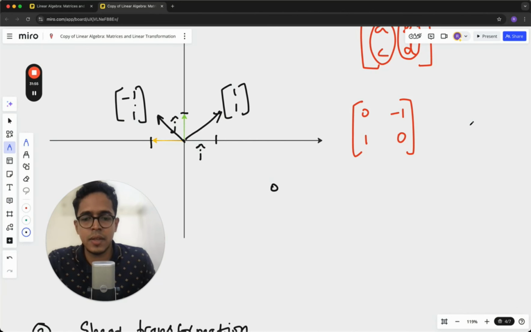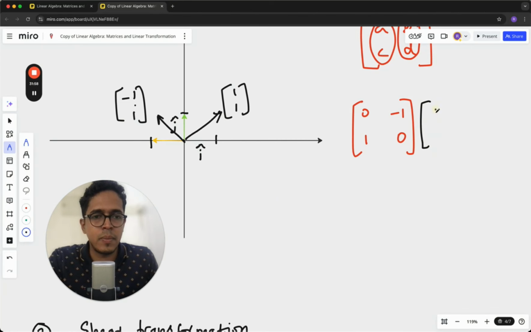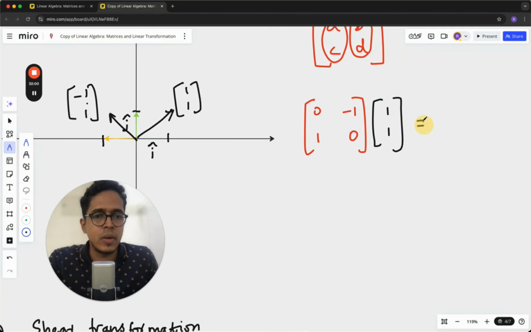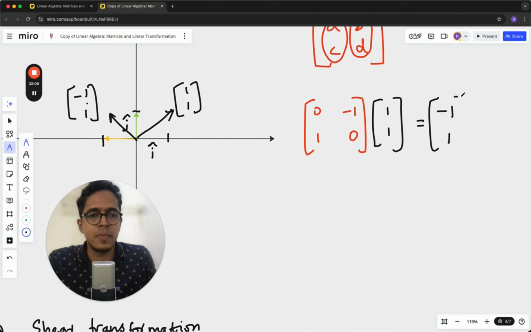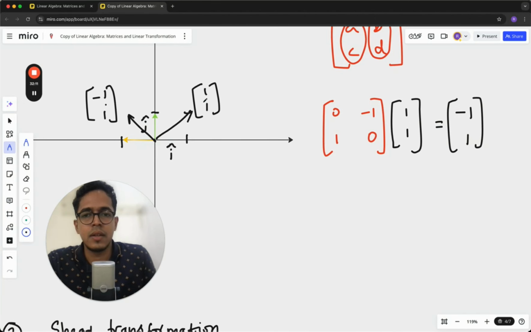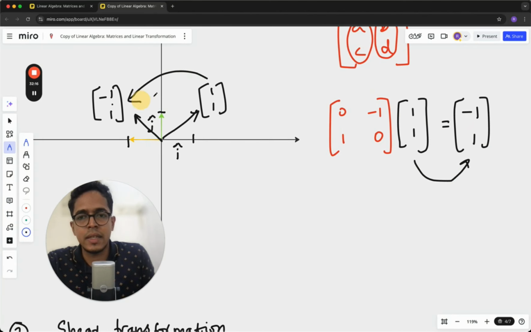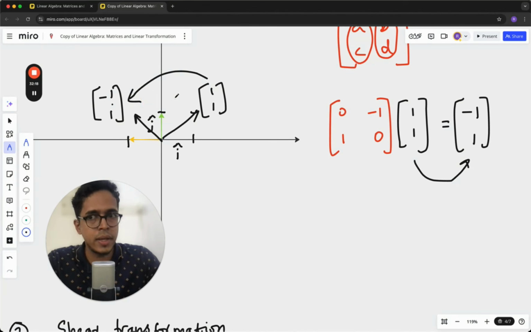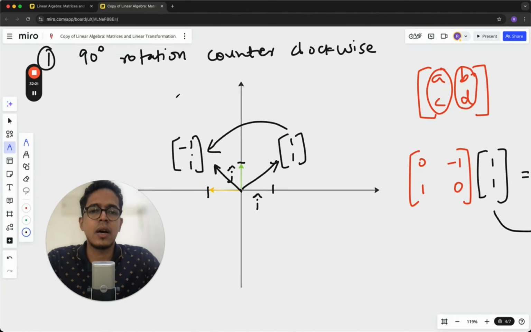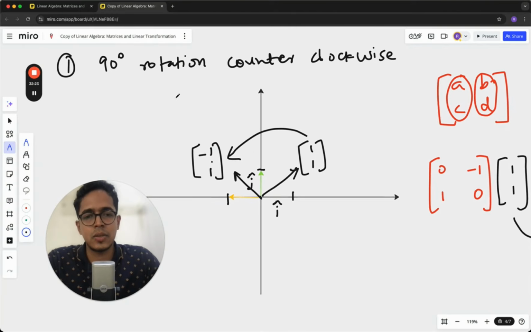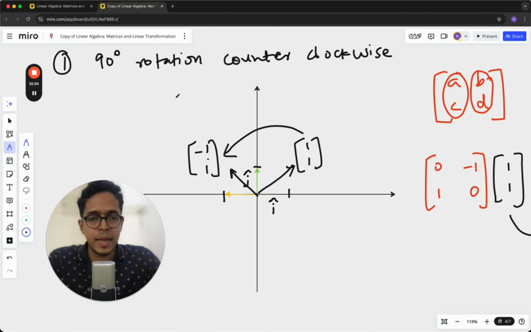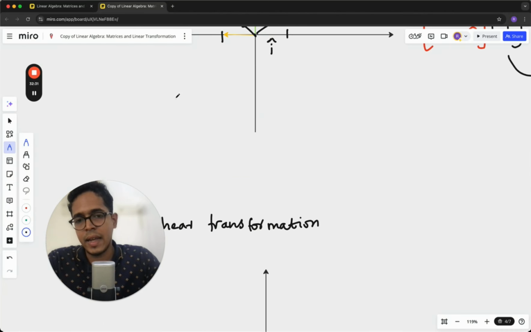So 0, -1, 1, 0, I can multiply here. This multiplied by 1, 1 equals 0 times 1 plus -1 times 1, which is -1, and 1 times 1 plus 0 times 1, which is 1. So this became -1, 1. So 1, 1 got transformed into -1, 1. Isn't that what a 90-degree counterclockwise rotation also does? Same thing. So this is how we can easily define linear transformations in terms of matrices if we simply keep track of what happens to the basis vector I and basis vector J.